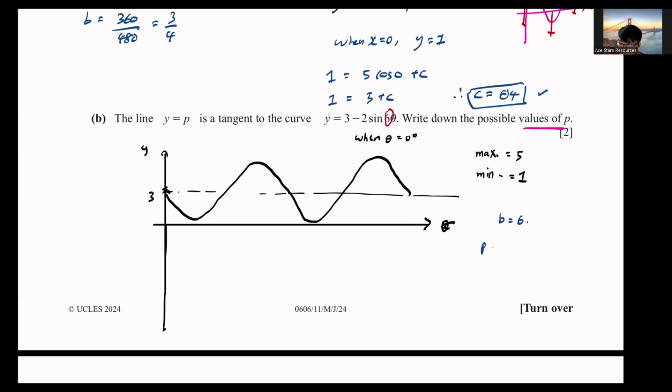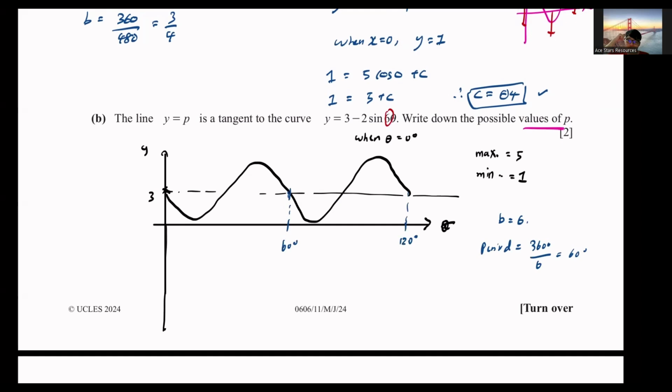Okay, period is equal to 360 over 6. 360 over 6, that's going to be 60. So one cycle will take 60 degrees to complete. Okay, 60, I'm just going to write 60 here so I don't confuse myself. 60, and then this is 120.